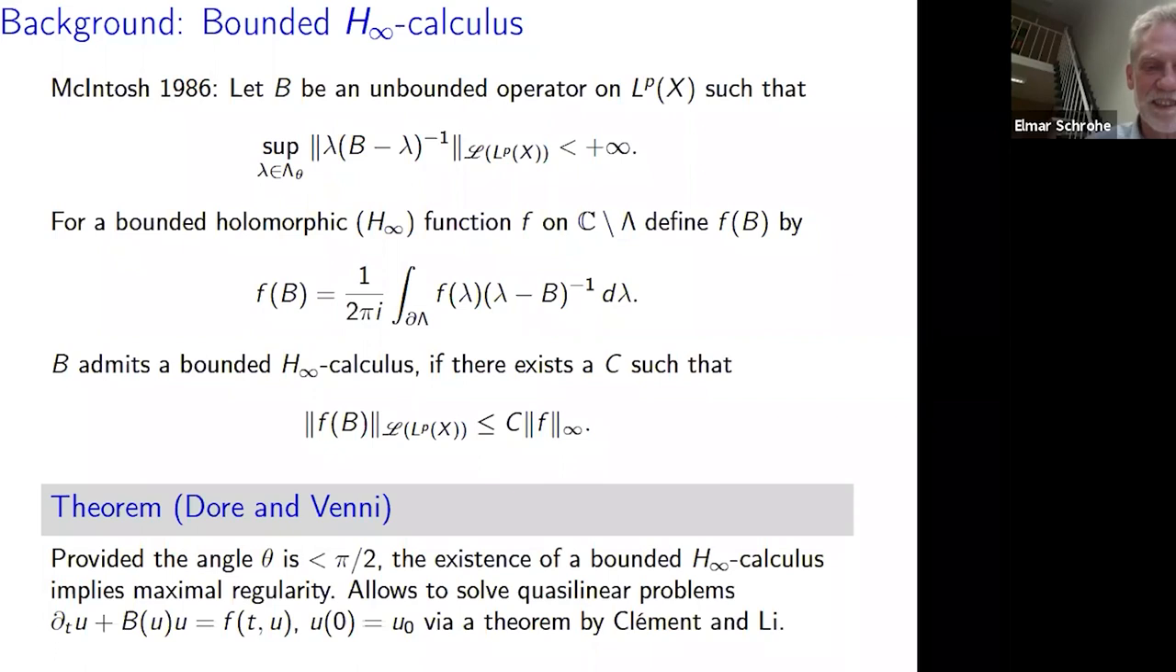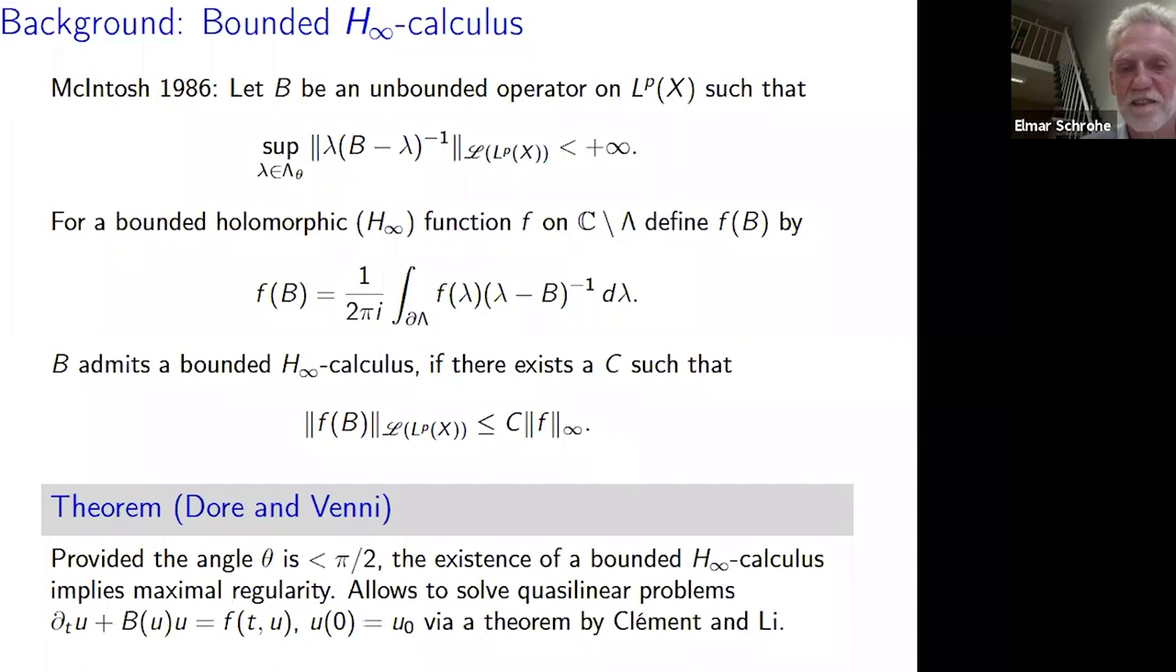So here you ask a similar property. You ask that the norm of the function is bounded by at least a constant times the L infinity norm of this holomorphic function on the sector. We know the spectrum lies in the sector, so this is a good estimate. And okay, if this is fulfilled, then we say it has a bounded H infinity calculus.